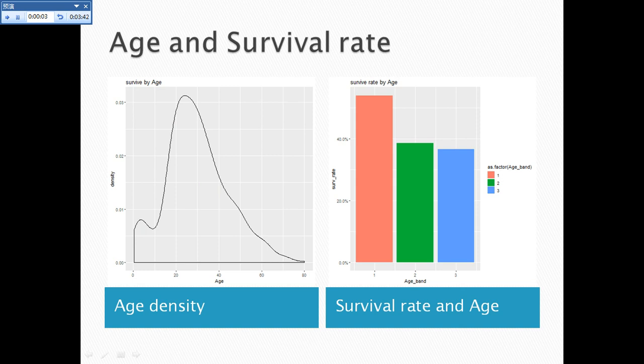Let's move on to age and the survival rate. Although the passengers younger than 18 years old made up a small share, their survival rate was much higher than the others. The main reason is that when the Titanic emergency occurred, the children were saved first.